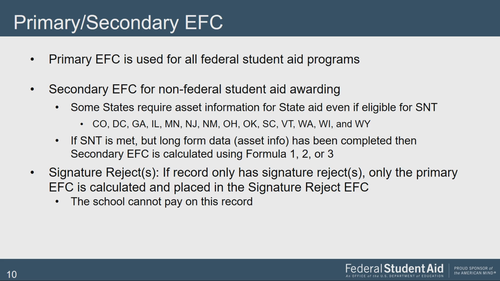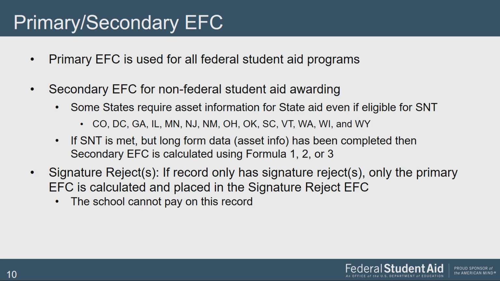If the simplified needs test is met, but the long form data has been completed, then the secondary EFC is calculated using formulas 1, 2, or 3, and that's also A, B, and C. Signature rejects: if the record only has signature rejects, only the primary EFC is calculated and placed in the signature reject EFC field on the ISIR.